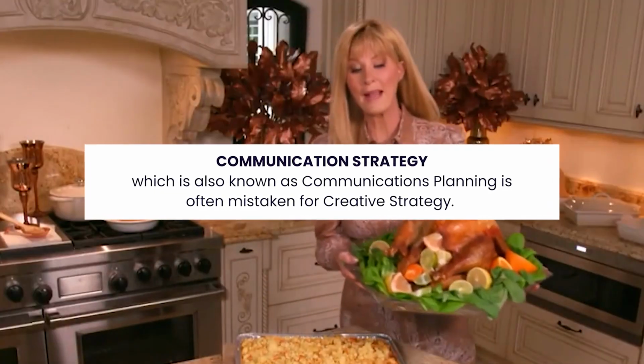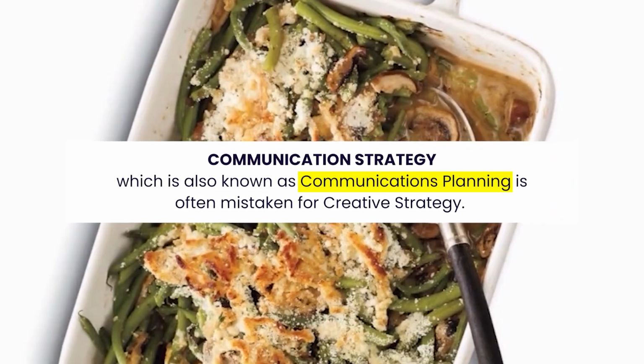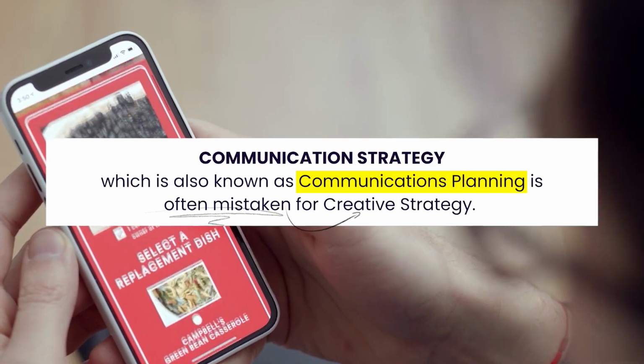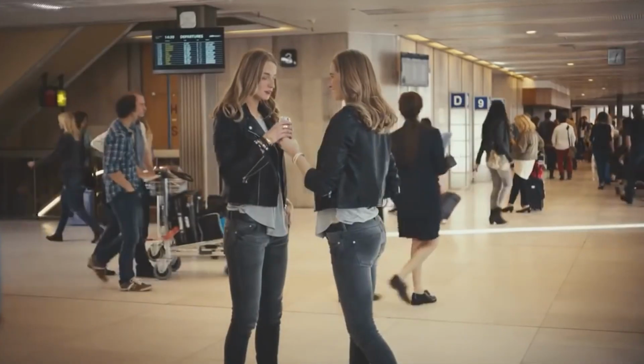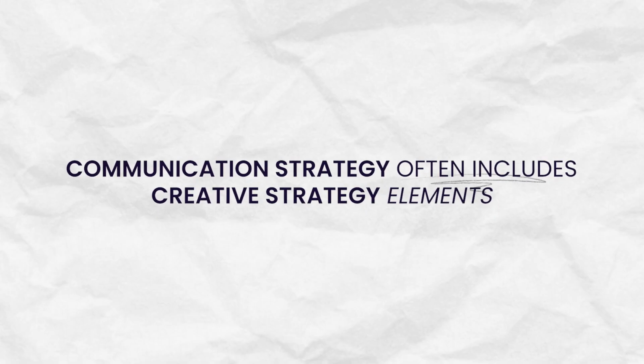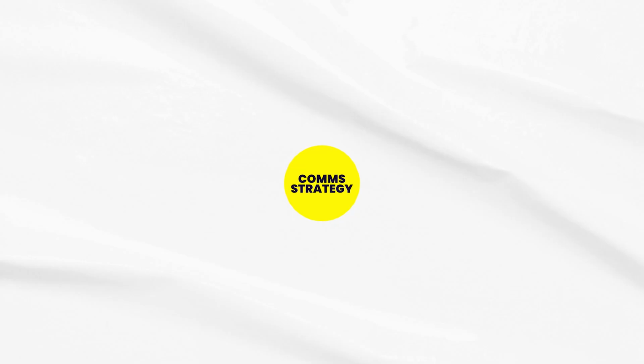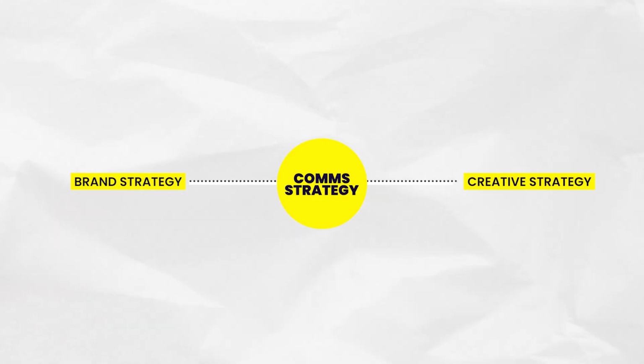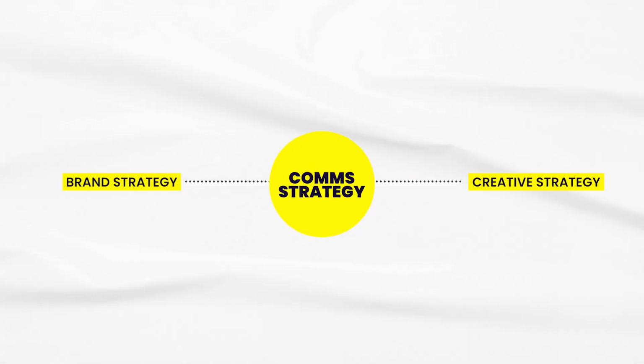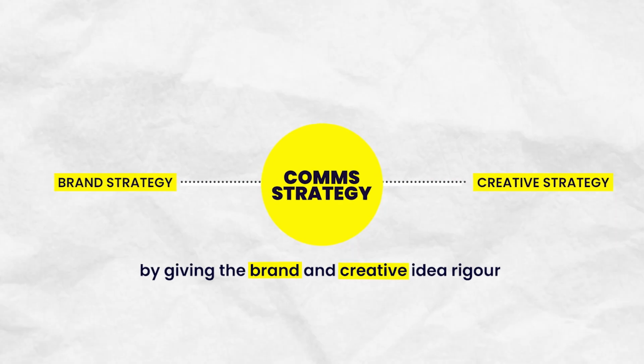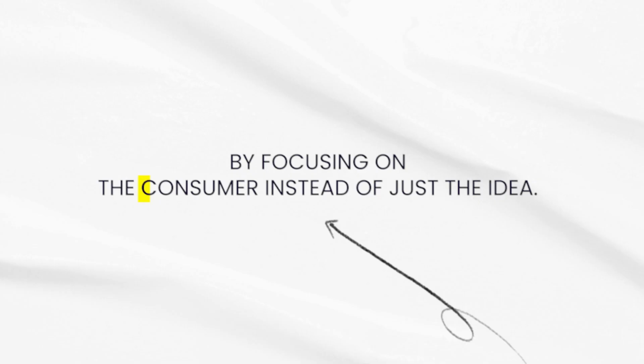Communication strategy, which is also known as communications planning, is often mistaken with creative strategy. They appear to be very similar because communication strategy often includes creative strategy elements. Creative strategy involves planning, orchestrating, and briefing tactics, but this is only the second part of a comm strategy. A comm strategy is like the bridge between brand strategy and creative strategy. It brings the two sides together by giving the brand and creative idea rigor by focusing on the consumer instead of just the idea.